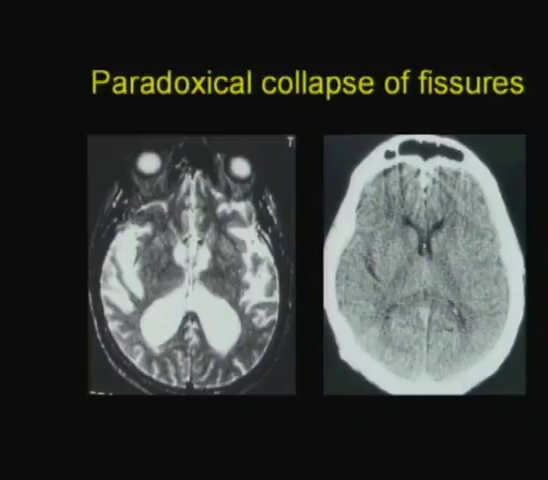The patient was shunted. The ventricles came way down. Now notice what happened to the Sylvian fissures. They also collapsed. So in hydrocephalus then, the fissures and the sulci may actually enlarge. And so when you shunt that patient, these fissures and sulci will collapse.